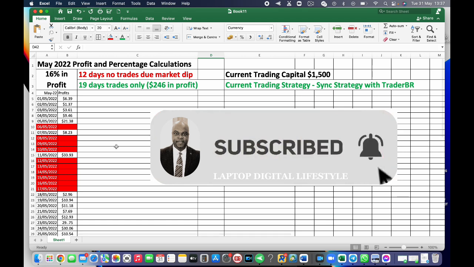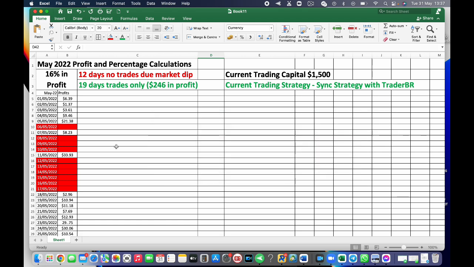So far, I was able to record 16% profit in the month of May. And this might increase today because we've not finished today, okay? And with 12 days of no trade due to the market dip, this is really, really disturbing for most people in Royal Q. They have a lot of floating losses.